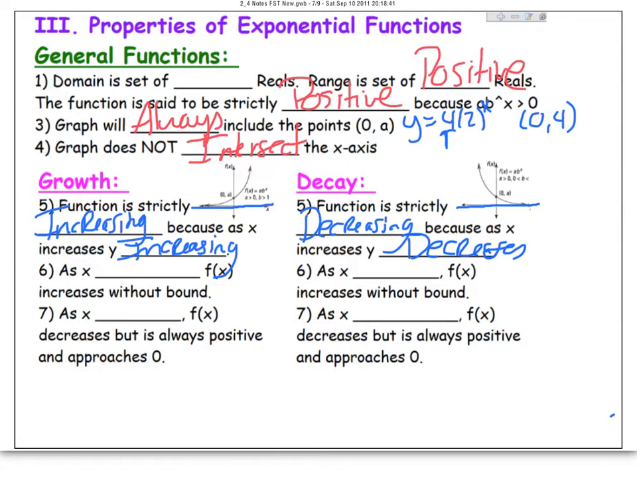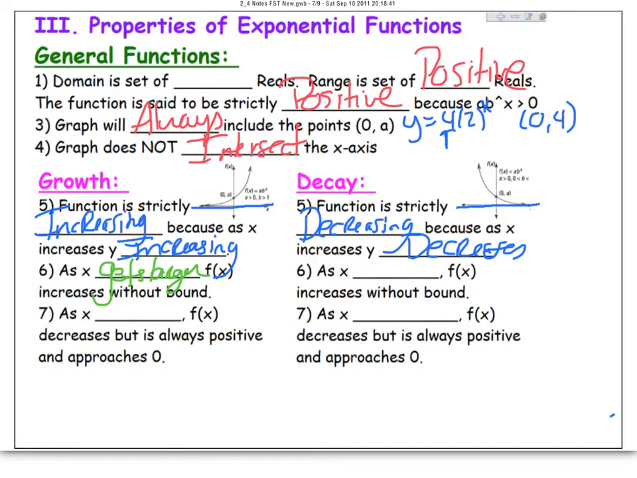Point number 6 says this. As x gets larger, we see the function f of x increases without bound. That just means as x gets bigger this way, notice this graph has an arrow, says it goes on and on forever. That means without bound.